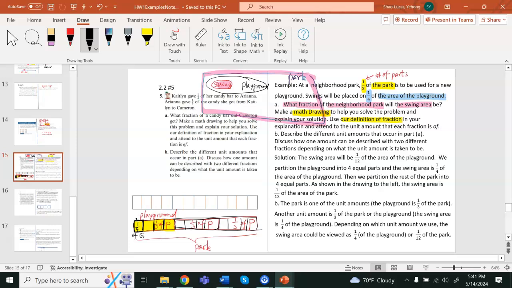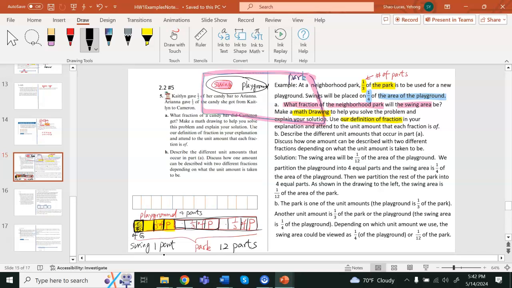So now I have a total of 12 parts, because each of the 3 parts I divided into 4 equal parts. So now I have 1, 2, 3, 4, 1, 2, 3, 4, 1, 2, 3, 4. Altogether, that's 12 parts. So the park has been divided into 12 parts, and the playground has how many parts? As you can see, the playground is the yellow area. So the playground has 4 parts, and the swing area, I'm going to shade it. So this is the swing area, which is only 1 part. So the swing area is 1 part.